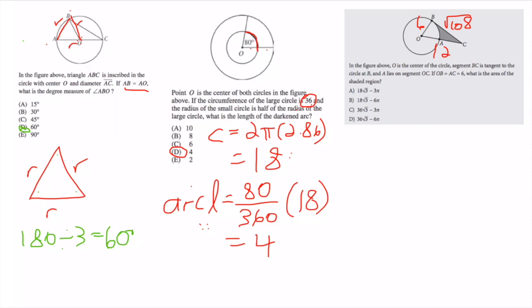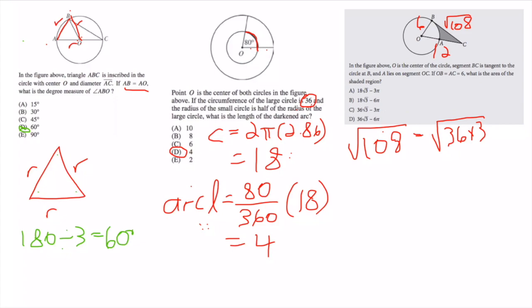Now the square root of 108, I want to simplify. If we're not familiar with simplifying radicals, what I want to do is separate the term into the highest perfect square I can find.